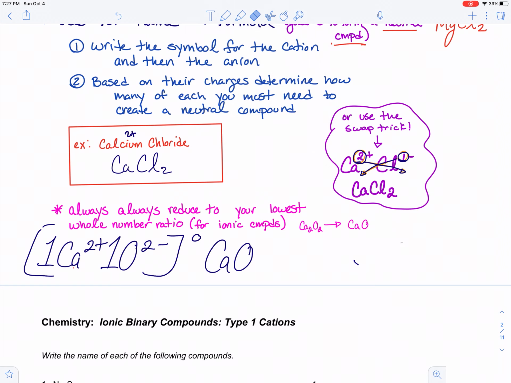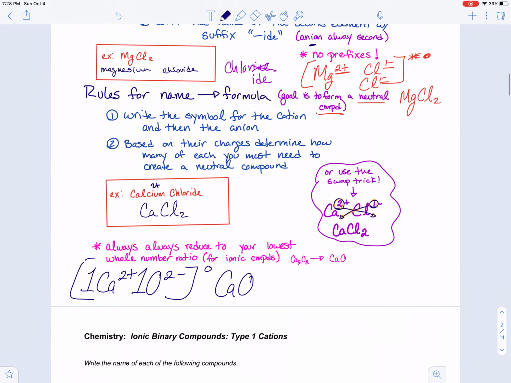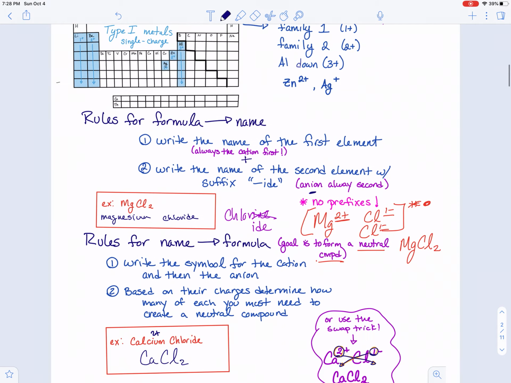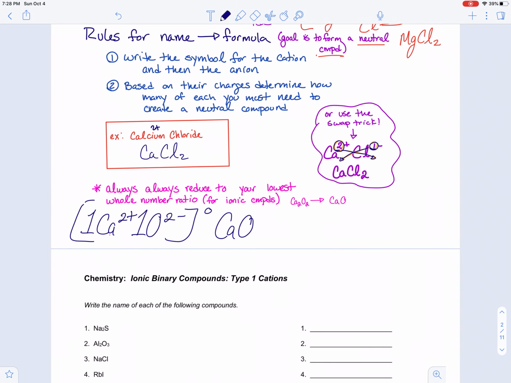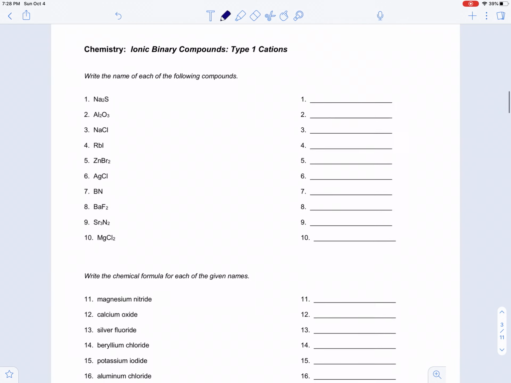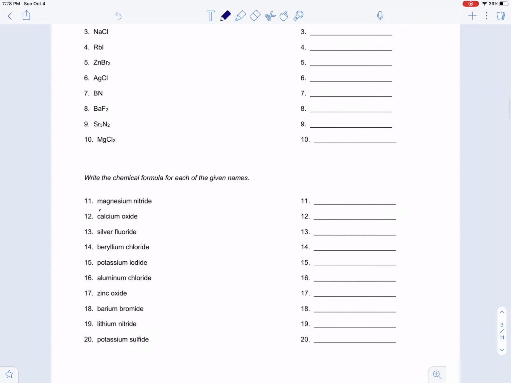Well, I'll give you more examples when we get to ionic type 2 metals because we'll have more different ratios when we get there. So this is how you name type 1 ionic compounds. What you guys are going to do next is practice going from formula to name and then name to formula.